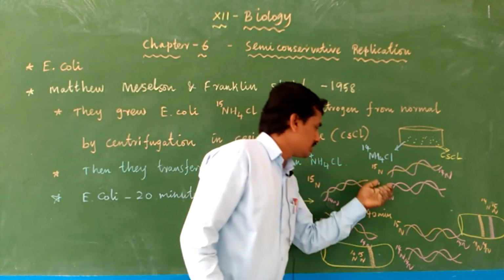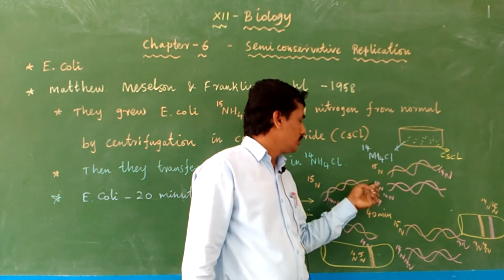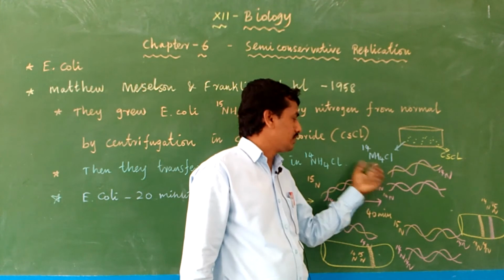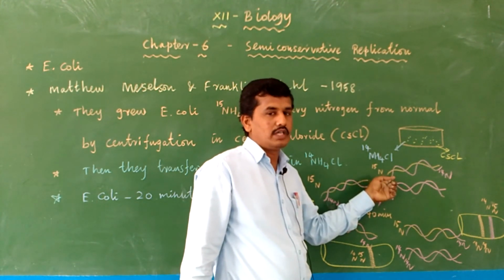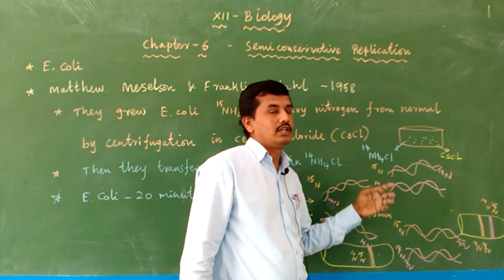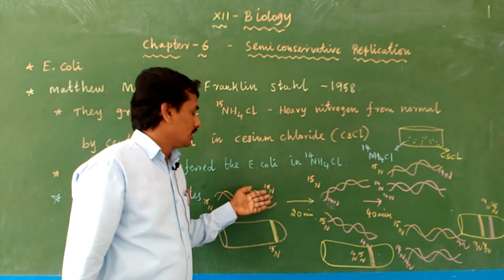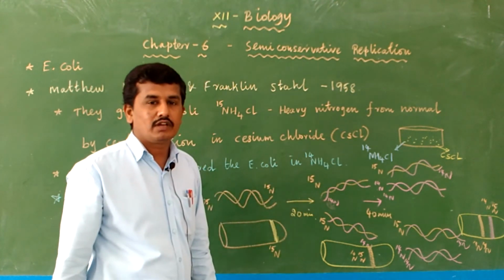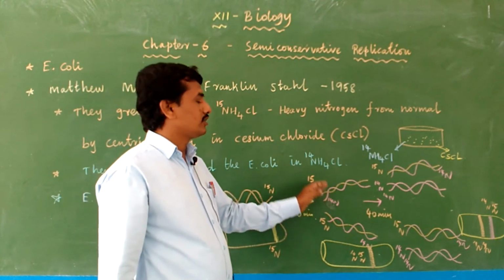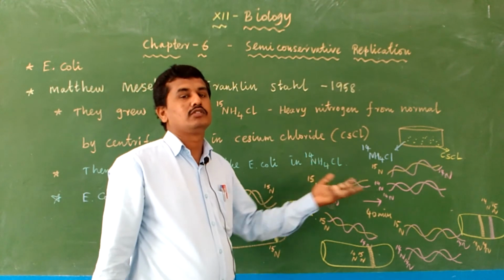And in the next generation also we add ammonium chloride 14. So the old strand is 15 from the parent, and the newly synthesized strand is 14. So due to this experiment they concluded that DNA replicates semi-conservatively. Semi-conservative means half the DNA is the old strand, and half the DNA is the newly synthesized strand.